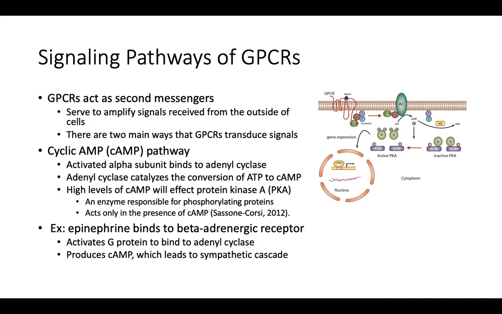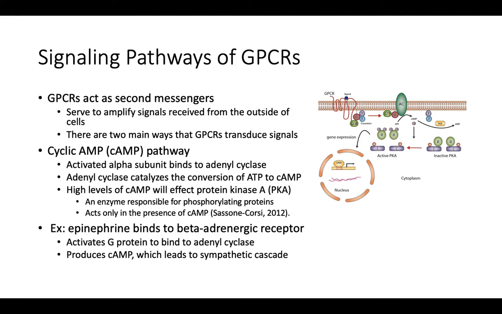All right, and this brings us to the signaling pathways of GPCRs. These GPCRs act in a second messenger kind of system. What they do is they're the first step in this cascade, which is designed to amplify signals that are received from the outside of the cells. There are really two main ways that the GPCRs transduce signals, and we're going to talk about them right here. The first one is known as the cyclic AMP pathway, or cAMP. We can call it cAMP.